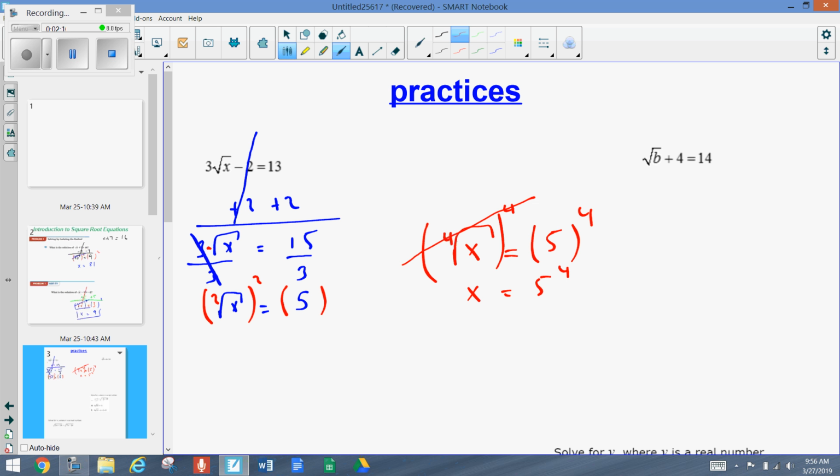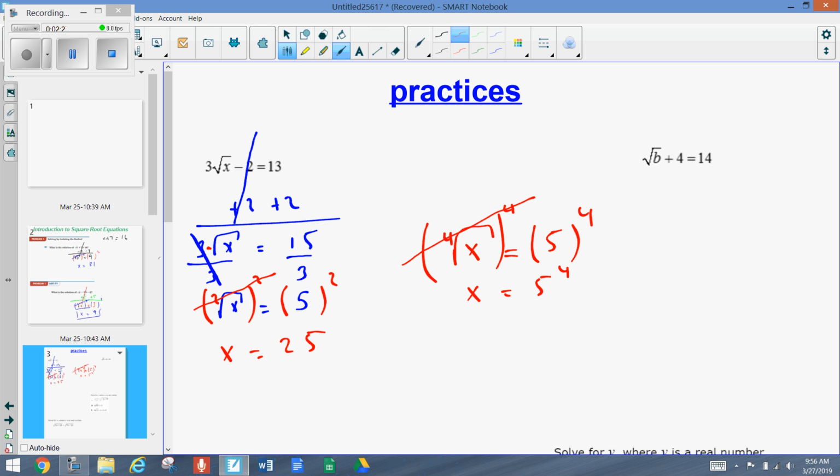Right, 625. Okay. Now, this is why I am taking the square of it. That's why I'm taking the square of it, because the index is 2. x is equal to 25. Okay, let's do this one.